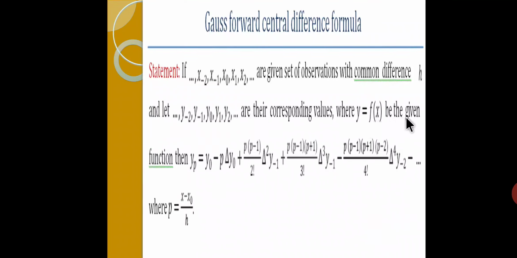When y is equal to f of x, the given function, then yp is equal to y naught plus p delta y naught plus p into p minus 1 by 2 factorial delta square y minus 1, plus p into p minus 1 into p plus 1 by 3 factorial delta cube y minus 1, plus p into p plus 1 into p minus 1 into p minus 2 by 4 factorial delta power 4 y minus 2, and so on, where p is equal to x minus x naught by h.